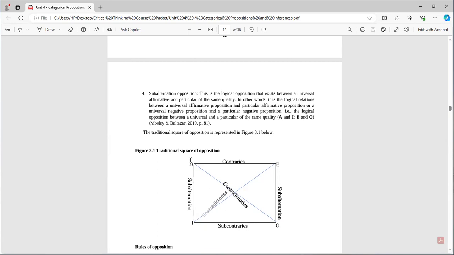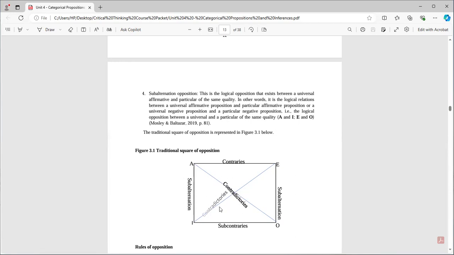Opposition between universal affirmative versus particular affirmative, or universal negation versus particular negation, is subalternation. Then we have the contraries or contradictories. Universal affirmative versus particular negation, or universal negation versus particular affirmative, are contradictories.